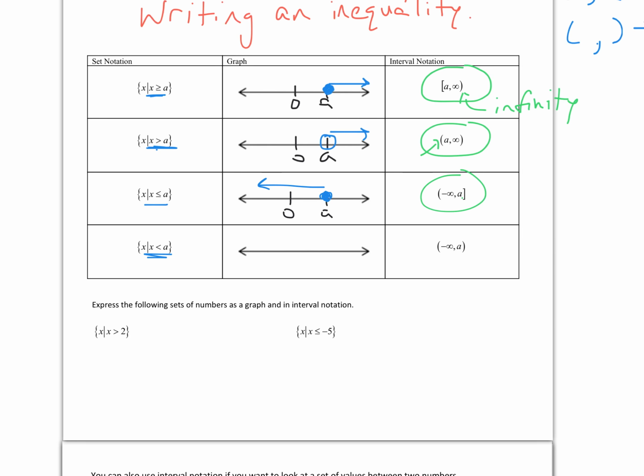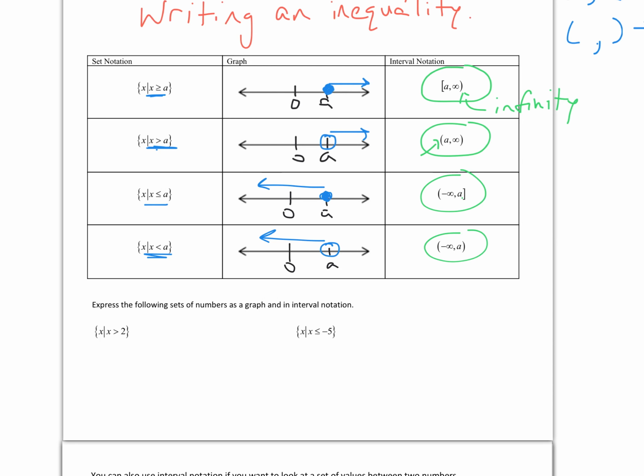And our final one, x is less than A. 0, A, open circle at A, and anything less than. And then here's our interval notation. You notice it's the same, we just have the parenthesis around A because we're not including it.